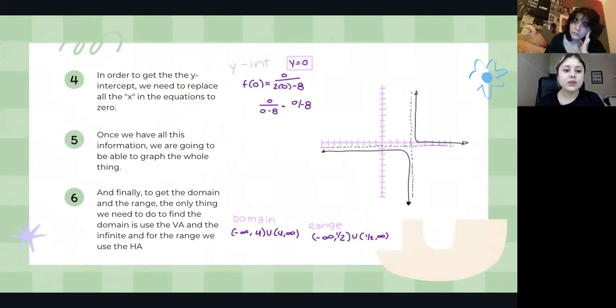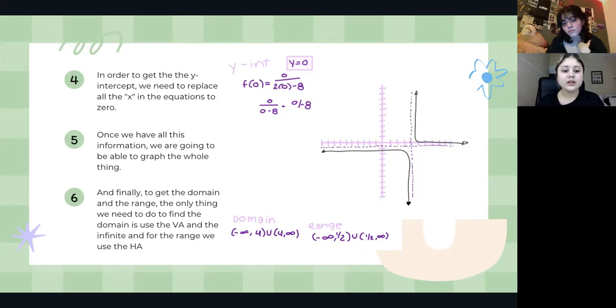In order to get the y-intercept, we need to replace all the x's we have in the equation with 0. For example, f(x) now is f(0), which is 0 over 2 times 0 minus 8. And we have the whole equation as 0 over -8, that's equal to y is equal to 0. And once we have all this information, we are going to be able to graph the whole thing.